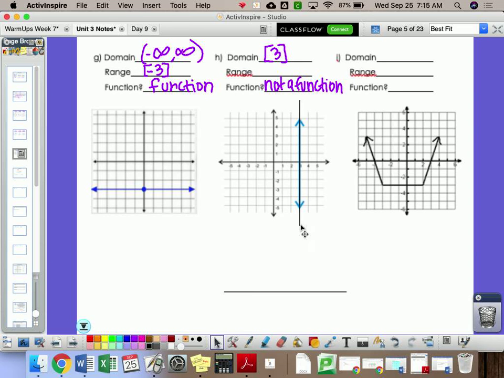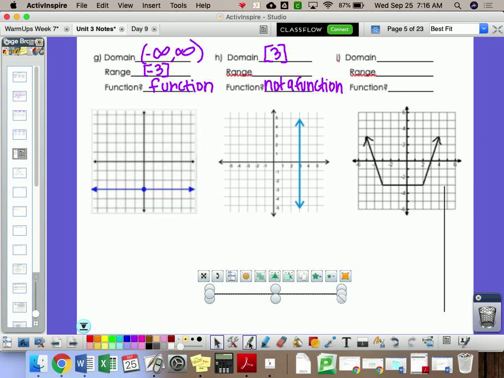Okay, let's switch to our horizontal line so we can tell what the range is. I can see that for my y's, these arrows are going on and on forever in both directions. So that tells me that I'm going from negative infinity to positive infinity.